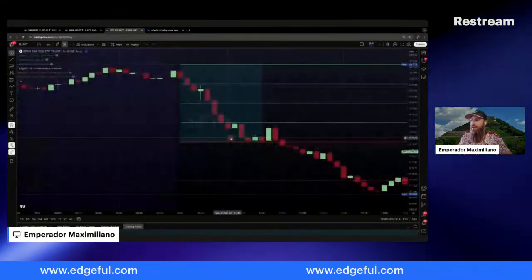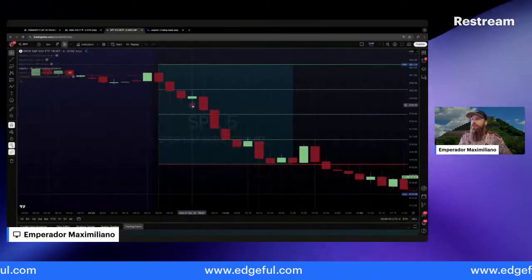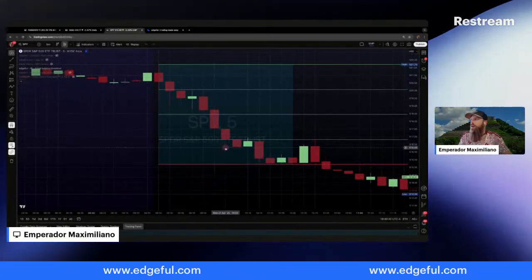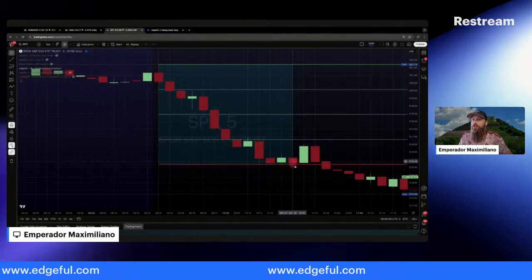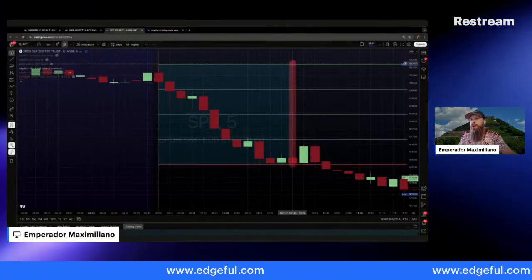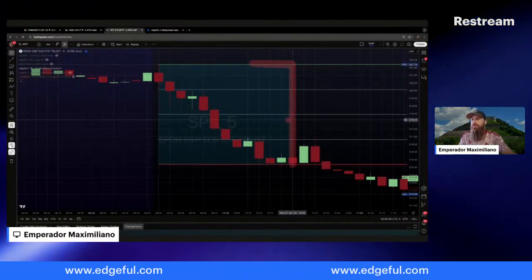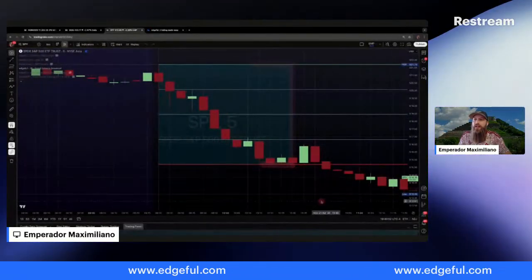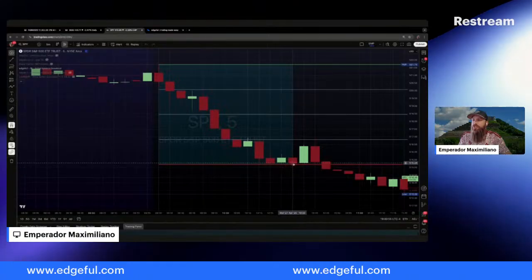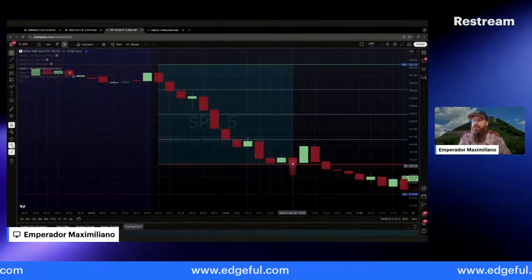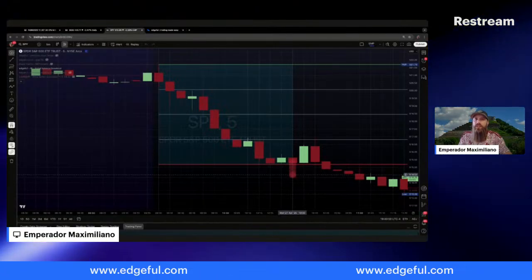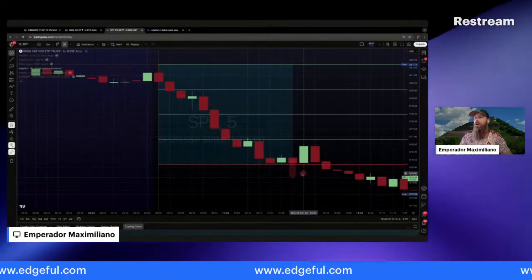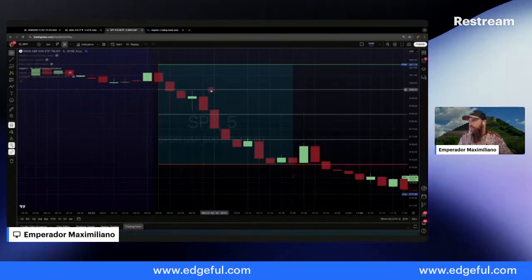Here is today's action. Once again, right here. Our initial balance is set right here. So this area here down to here, we're going to break out of that 97% of the time. You can see we immediately did today on SPY, right here on this candle. Immediately broke out. Broke down, I guess should be the correct term here.